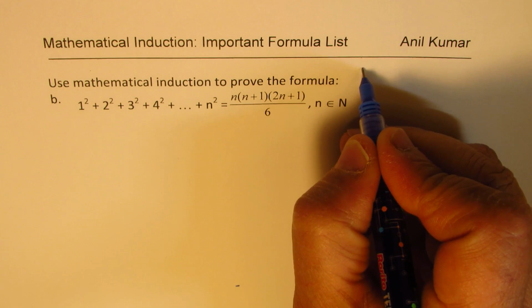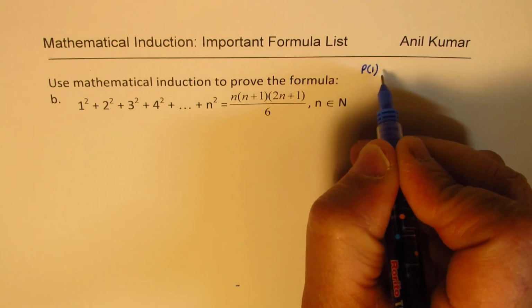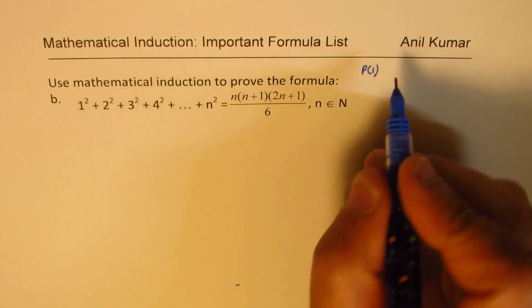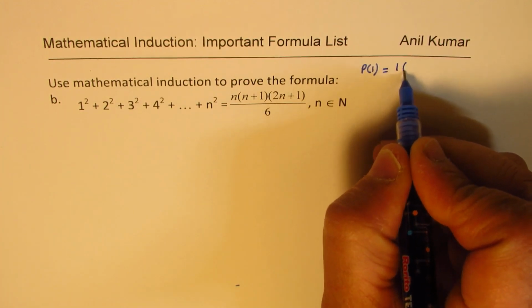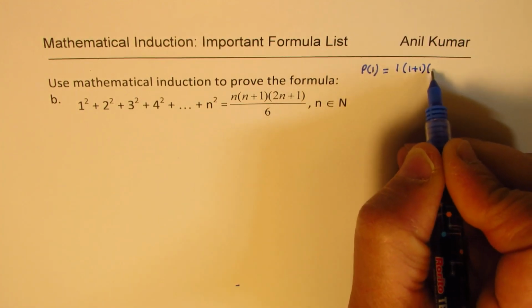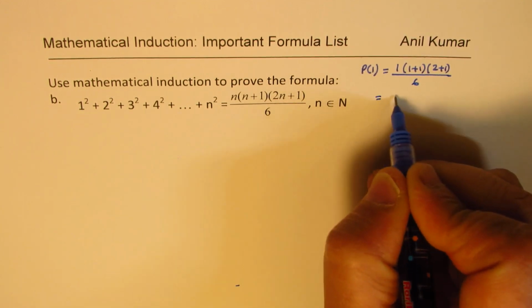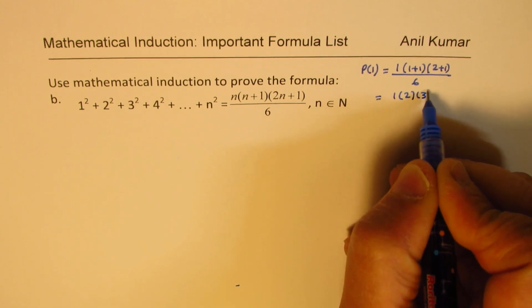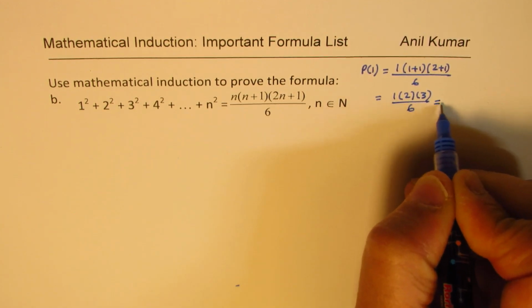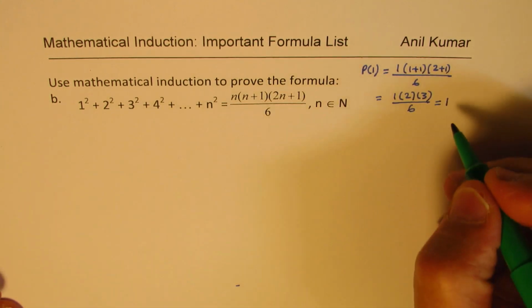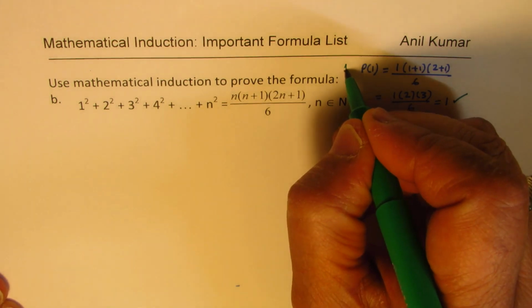So first step is we need to figure out what is p of 1. Is this formula true for n equals 1? When you substitute 1 here, you get 1 times 1 plus 1 times 2 plus 1 over 6. Now that gives you 1 times 2 times 3 over 6, and that is indeed 1. So that means this formula works for 1, right? So that is our step number 1.